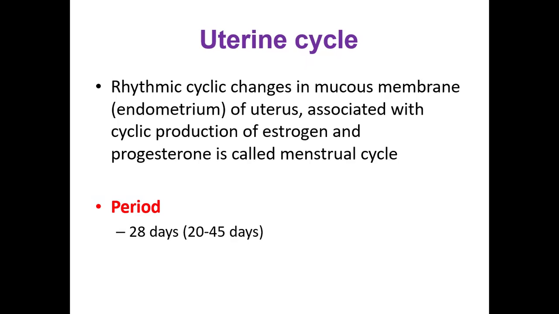The duration range of the cycle: the minimum may be 3 weeks or 20 days, and the maximum may reach up to 35 days, but the average is 28 days. In the upcoming lectures and slides, when we discuss the different phases, we will take this average of 28 days as the total duration, the period of the cycle.